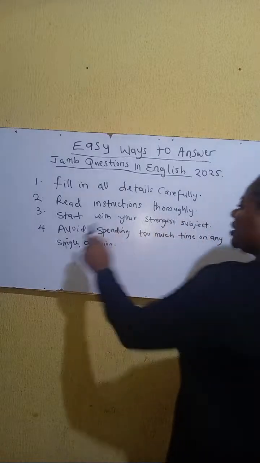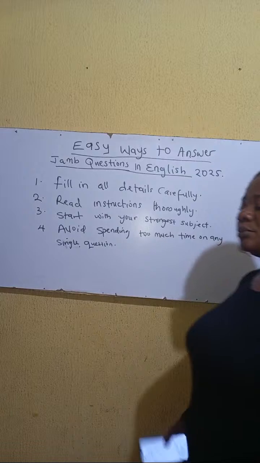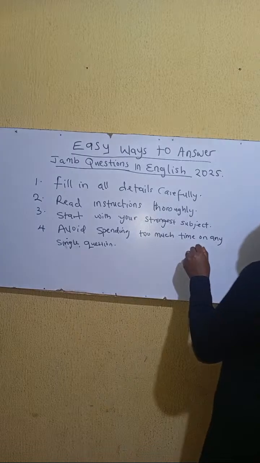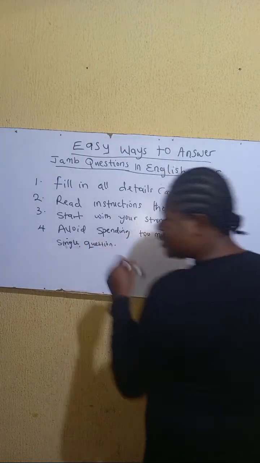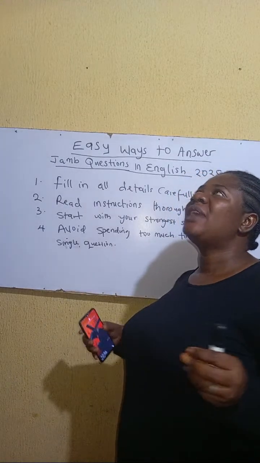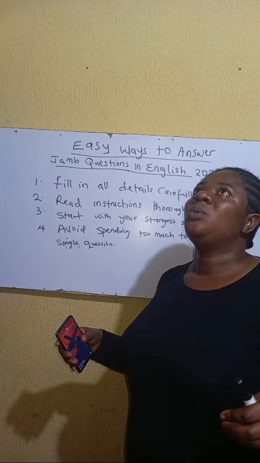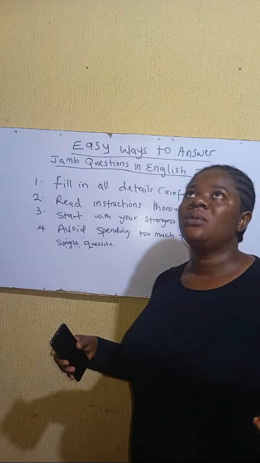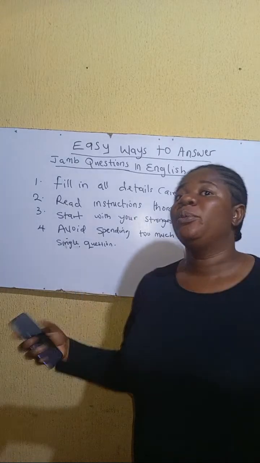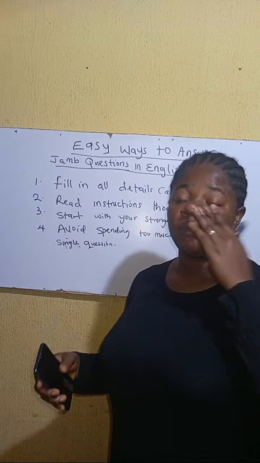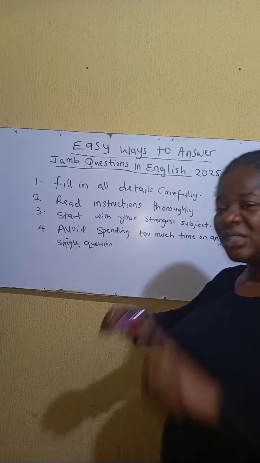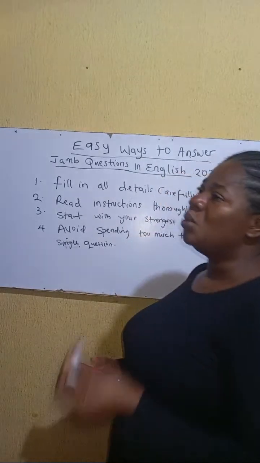This is the fourth thing you need to look out for. Avoid spending too much time on any single question. A question may ask, for example, what is a noun. You might already know what a noun is, or some people might not; I'm just giving you an instance. That question is just a single question.